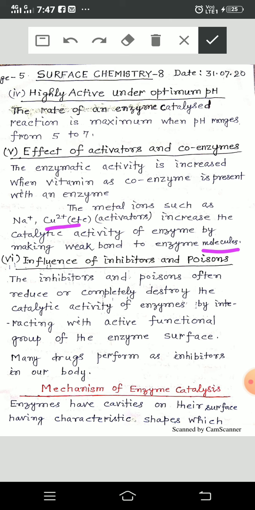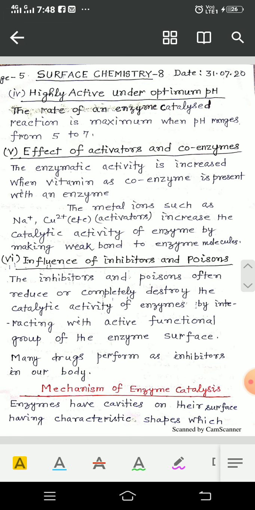Influence of inhibitors and poisons. The inhibitors and poisons often reduce or can completely destroy the catalytic activity of enzyme by interacting with active functional groups of the enzyme surface. Now mechanism of enzyme.